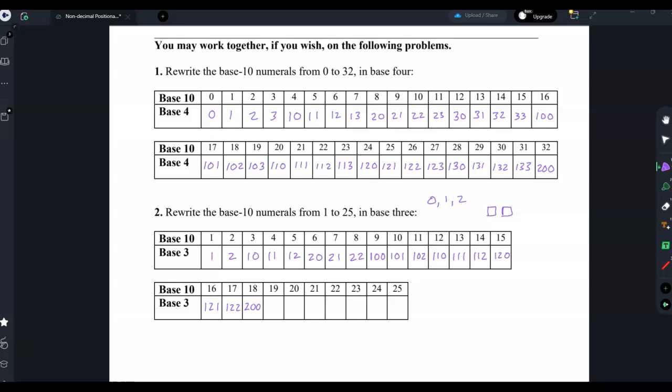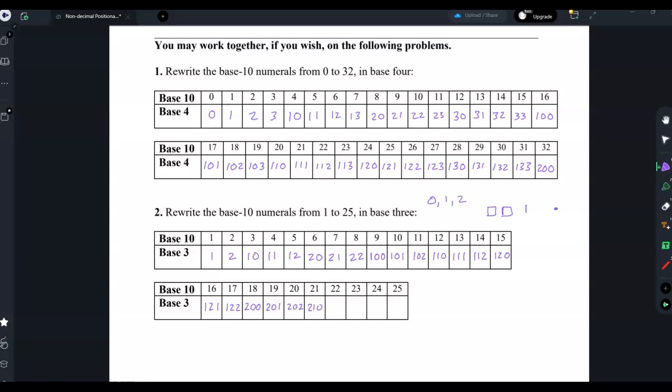Go to the next numeral, I would add another unit. 2 flats, 0 rods, 1 unit. Next numeral adds another unit. 2 flats, 0 rods, 2 units. Next numeral adds another unit. Now I have 3 units. That gets regrouped as a rod. So those units are now gone. And I have 2 flats, 1 rod, 0 units.